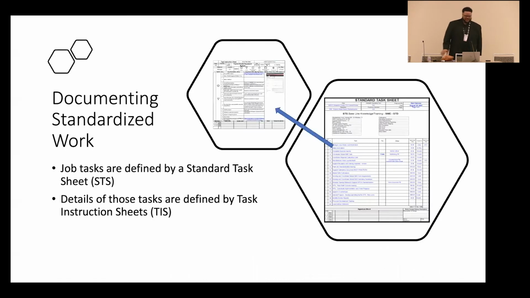So when we document standardized work, job tasks are defined by a standard task sheet, and then the details of those tasks are defined by task instruction sheets.